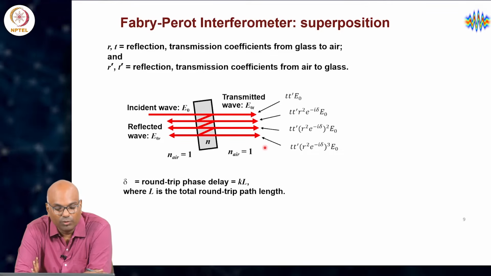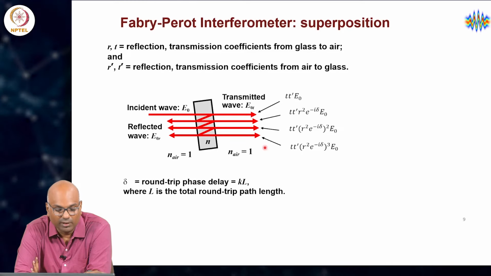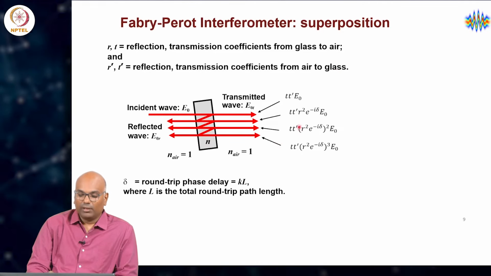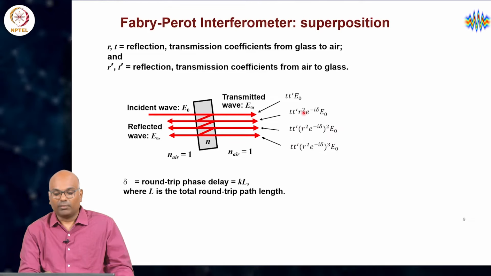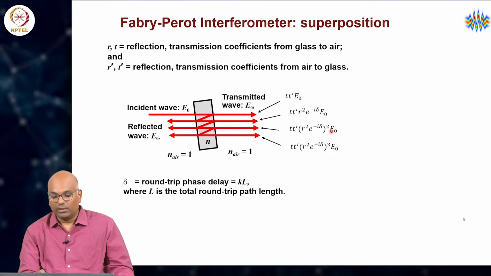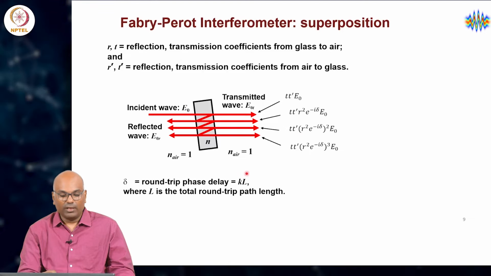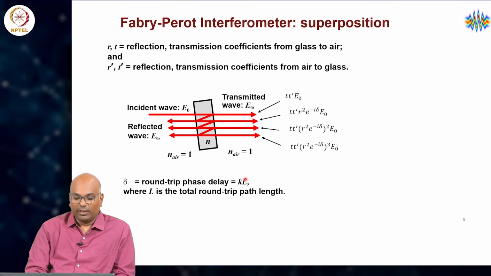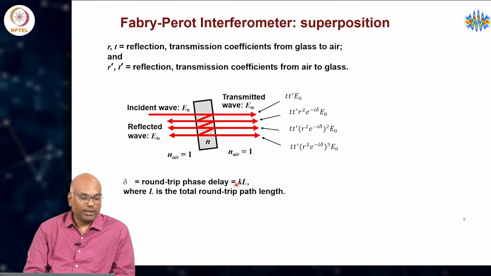So, we took recourse to reflection and transmission coefficients for the electric field amplitudes, R and T for the glass to air interface, and R prime and T prime for the air to glass interface, and we then wrote down the expressions we deduced for each piece of the beam, for the beam that went through one round trip, 2, 3 and so on, in terms of the only parameters we actually know: the input electric field amplitude E naught, the reflection and transmission coefficients, and the round trip phase delay, which is essentially a product of the round trip optical path length L and the wave number, or the magnitude of the propagation vector k.